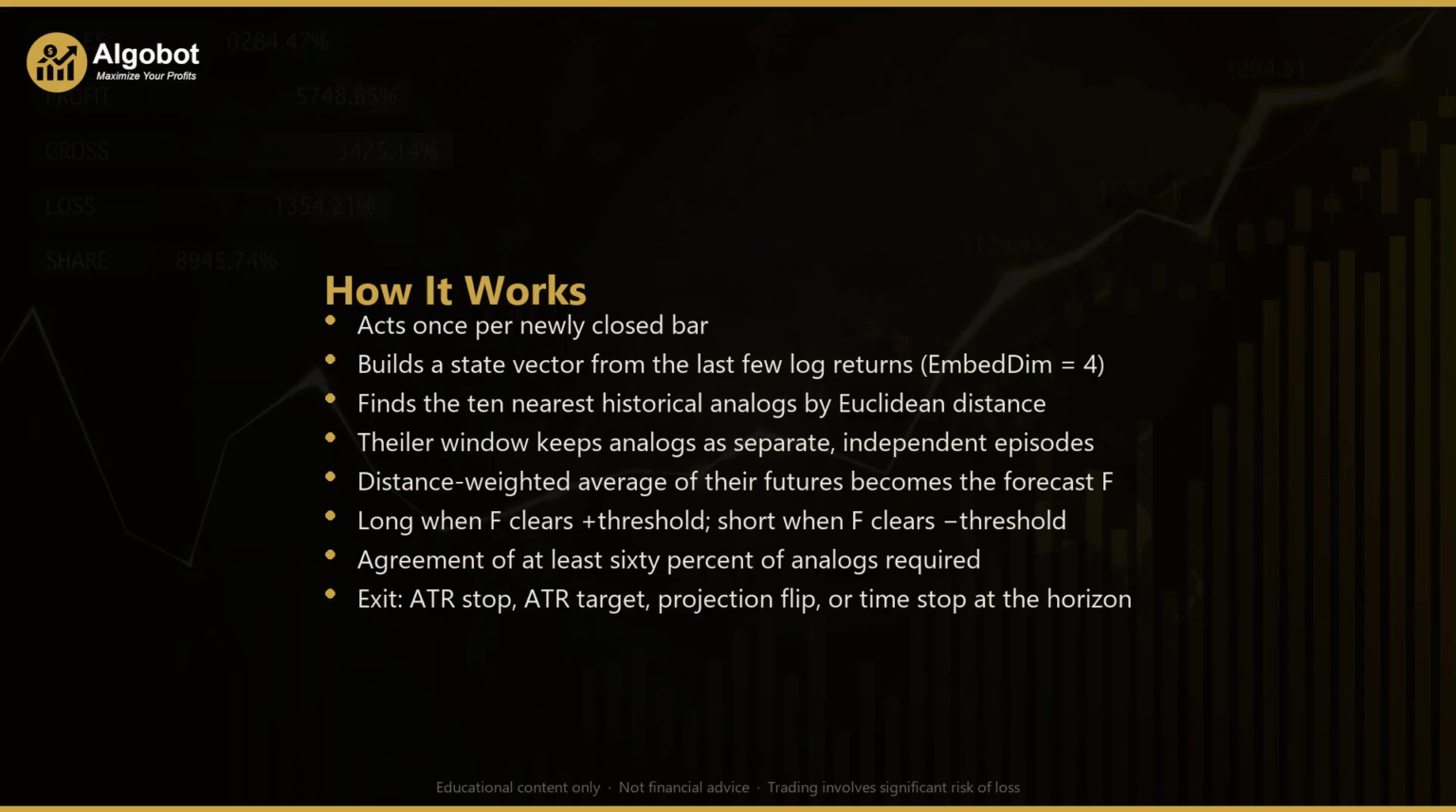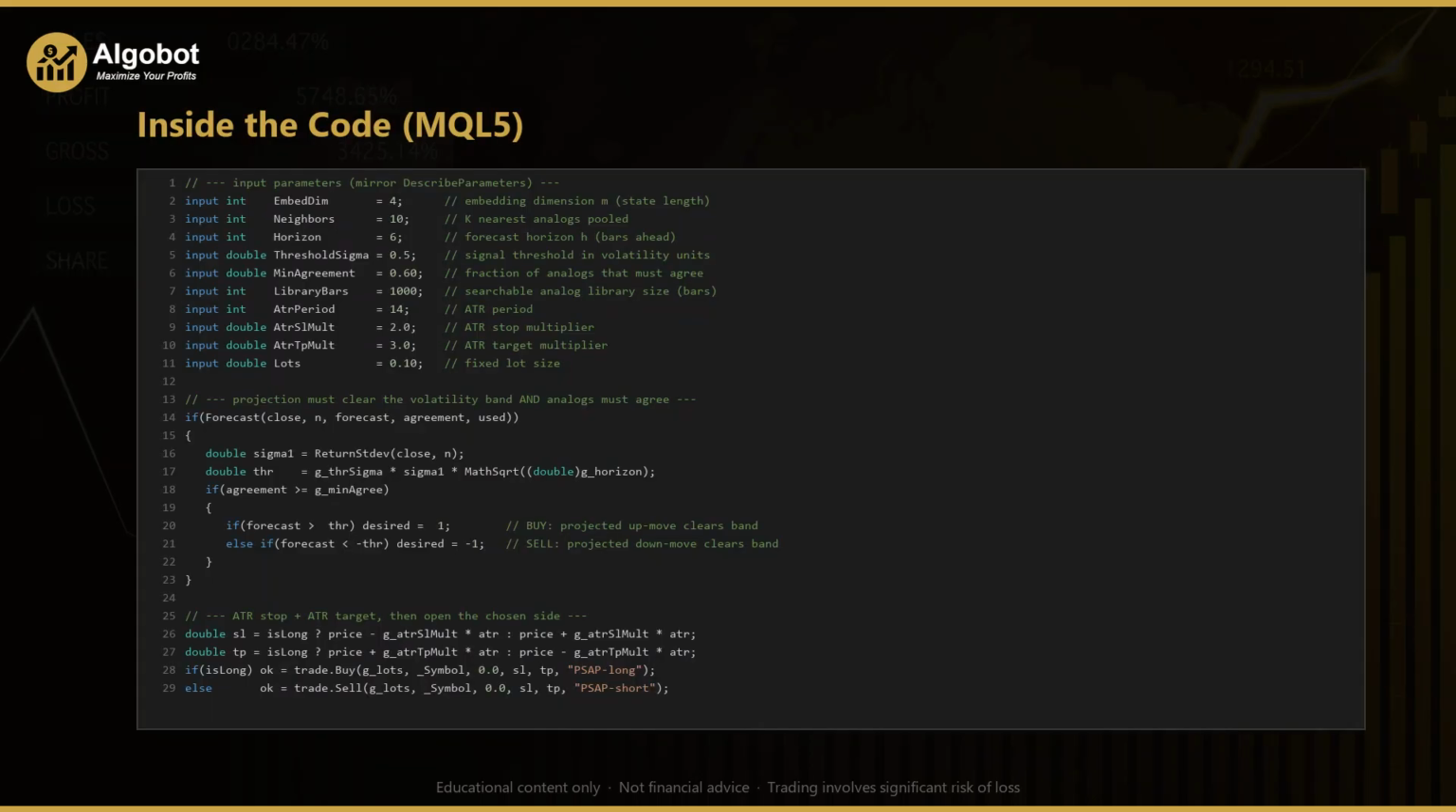The ATR stop or target is reached, the live projection flips against the position, or the forecast horizon elapses, the projection's natural shelf life. Let's read through the MQL5 code as if we were sitting in MetaEditor. At the top are the input parameters.